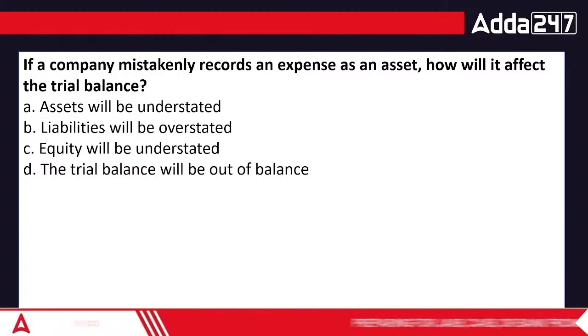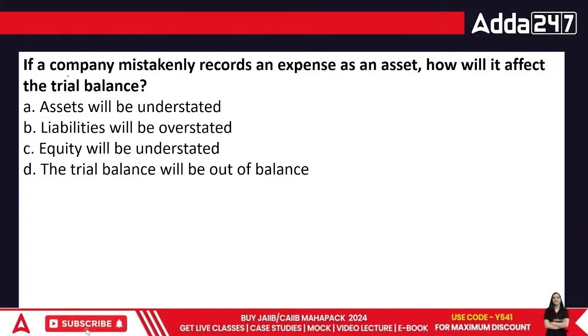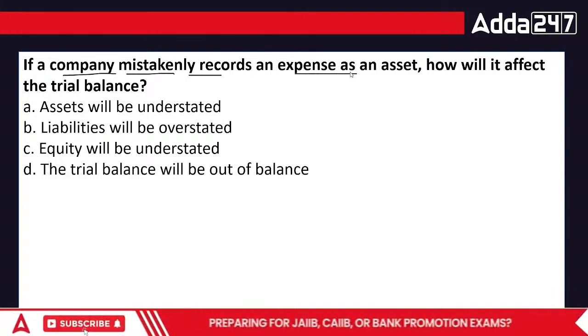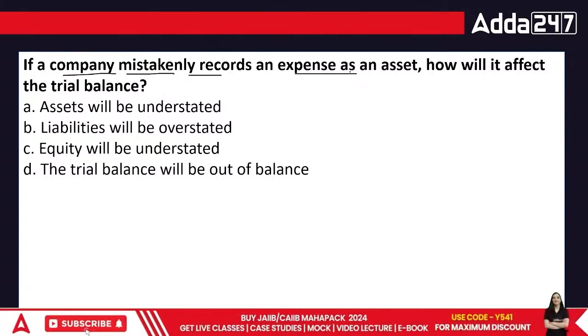Okay, now comes the next question. The question says, if a company mistakenly records an expense as an asset, now what has happened? An asset and an expense. How will it affect the trial balance?